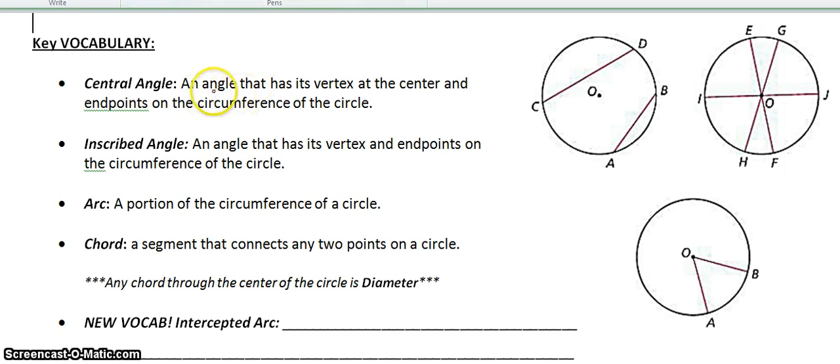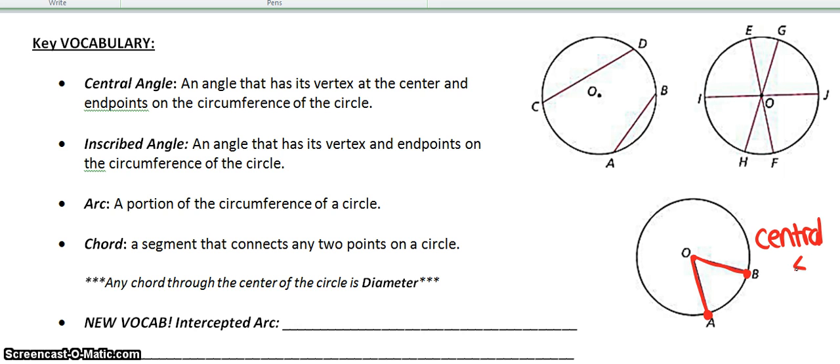Okay, a central angle is an angle that has its vertex at the center and its endpoints are on the circumference of the circle, which just means they're on the circle. So this is an example of a central angle. Its vertex is at the center, and then its endpoints are A and B, which are on the circle or the circumference. So again, this is a central angle of a circle.